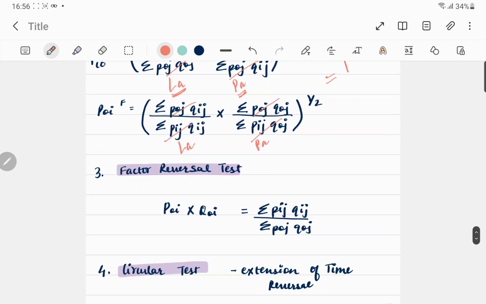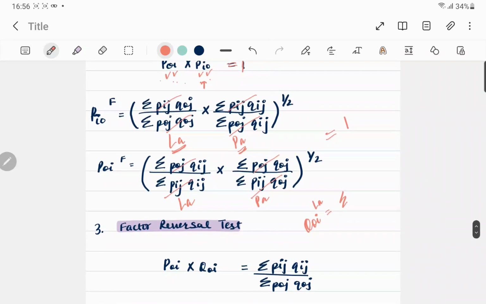Next up is the factor reversal test. We talked about the price index; as we have a price index, we also have a quantity index. If I have to define Q01, which is our quantity index, let's define it for Laspeyres'. In Laspeyres', what do we usually have? Your Laspeyres' looks something like this. So you replace the price with the quantity: summation of Q1j into P0j divided by summation of Q0j into P0j. This is your quantity index number. That's it, you interchange the price and the quantity.